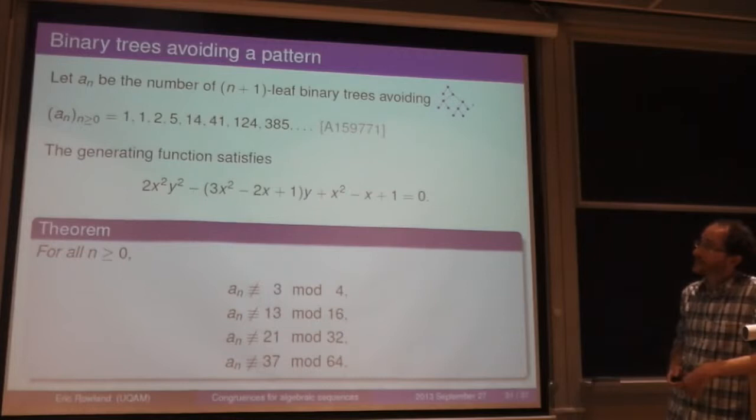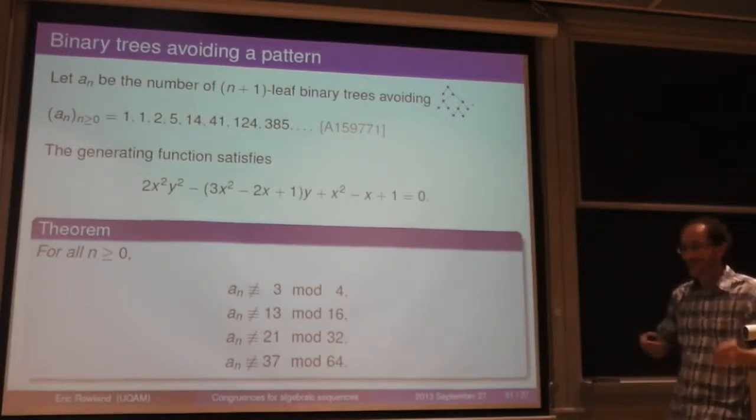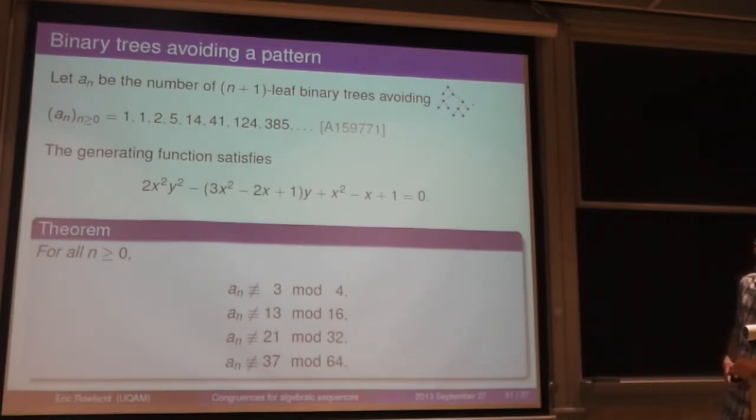In my thesis I showed that if you look at the number of binary trees of size n that avoid some finite set of contiguous patterns, then you get an algebraic generating function. So I thought it'd be fun to use some of these sequences and see if they have any forbidden residues. For this tree, you get this sequence and it satisfies this polynomial equation. And in fact, there are some forbidden residues mod powers of 2.